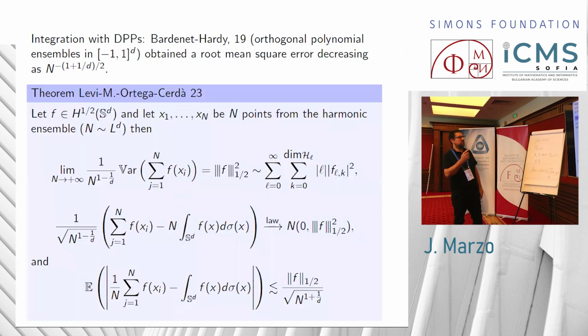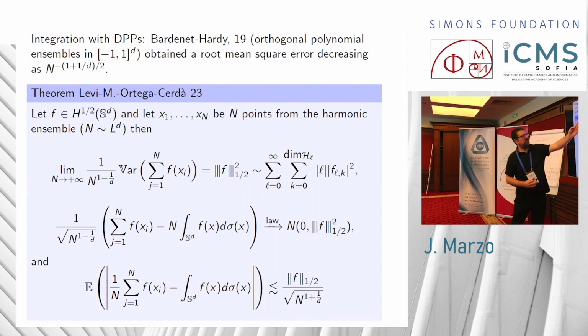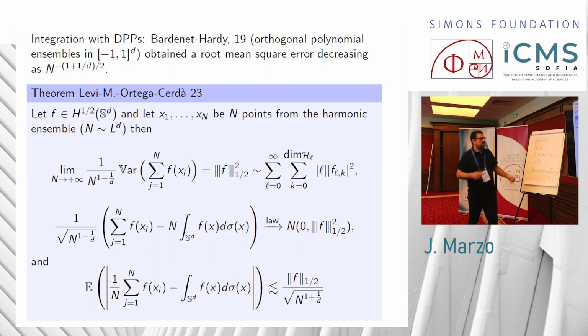And our result is basically, well, it's a work in progress, and we are trying to extend this to other settings, because the point is that we are going to see that this result is essentially already known, but it has been appearing in different places. It's just an instance of something we have been proving, and the interesting thing, I think, is the way we do it, because it's also written for this harmonic ensemble, but we can apply it to other settings. This is joint work with Matteo Levi and Joaquim Ortega-Cerdà again.